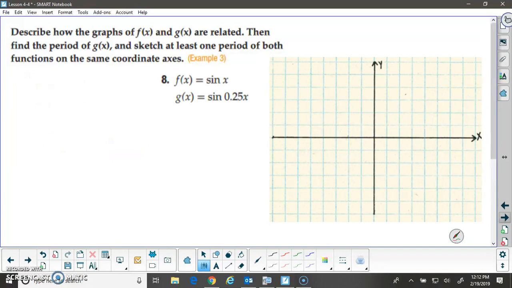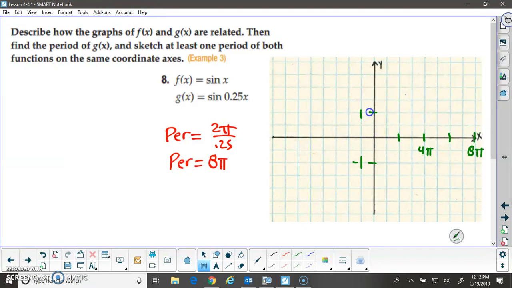Last one I want to go over is graphing a sine of x along with a sine of 0.25x. So this will have a period of 2 pi divided by 0.25, which simplifies into 8 pi. So I'm going to keep my vertical scale the same. And to show a period of 8 pi, let's keep that same scale as the last problem. So that's 2 pi, that's 4 pi, 6 pi, 8 pi.